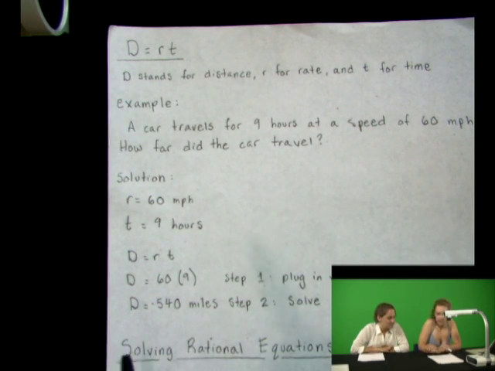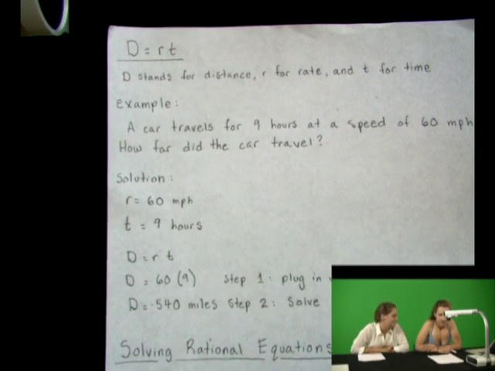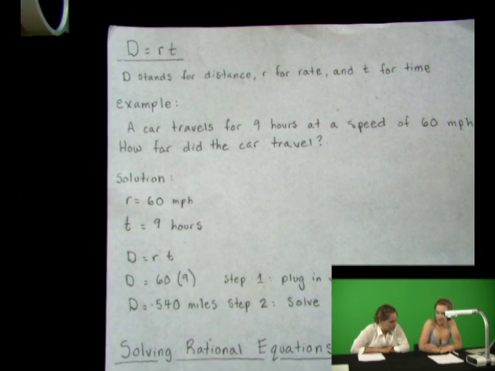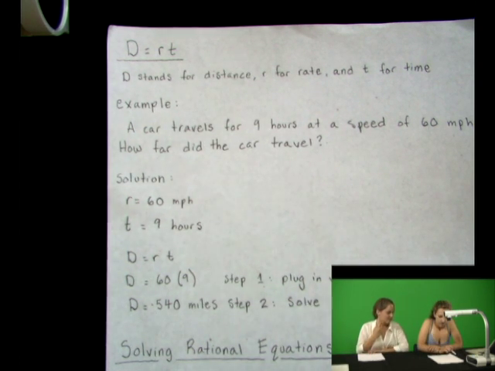What would R be? What's the rate? The rate, they say, is 60 miles per hour. And then what's the time they give us? 9 hours. So then we just have to use this equation, right? So we get distance equals 60, which is R, times 9, which is T. Then you just multiply it out, and what do you get? We get distance equals 540 miles. Awesome. Ready for the next one?